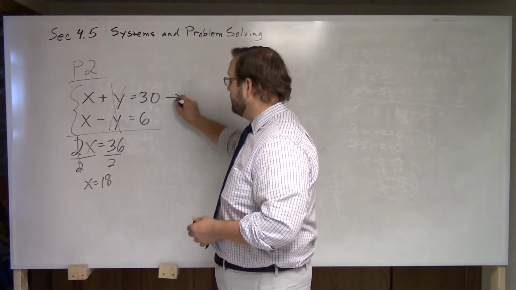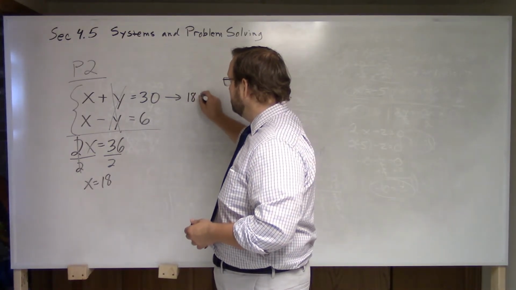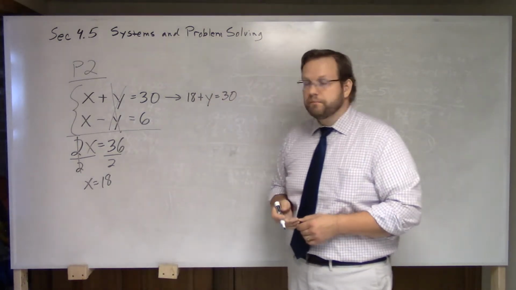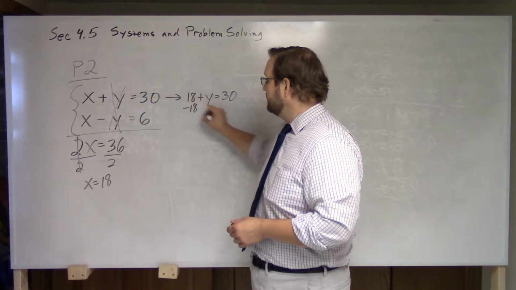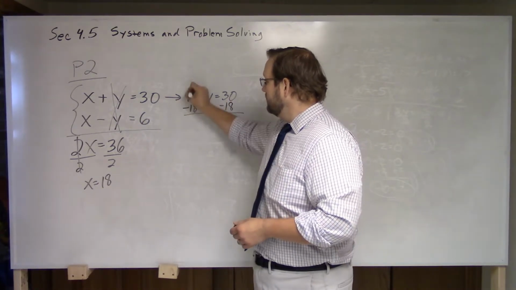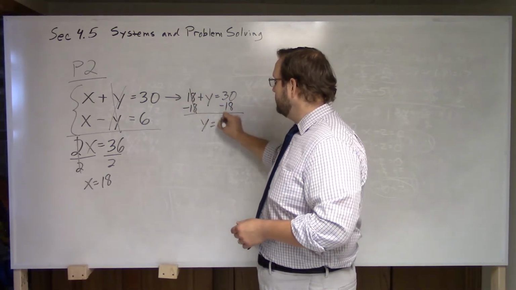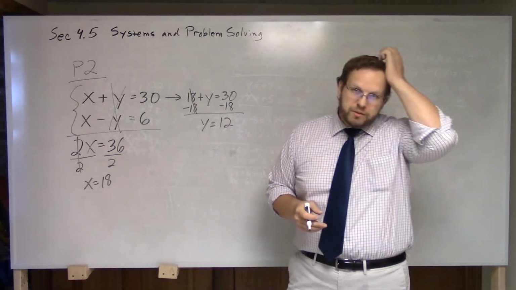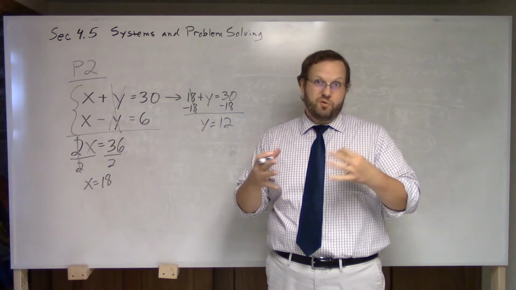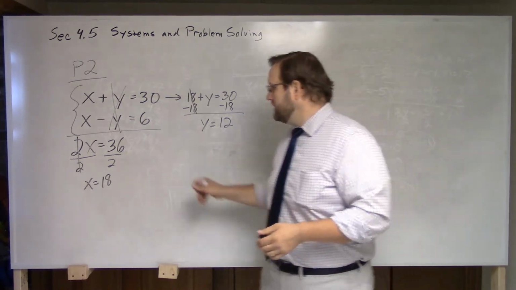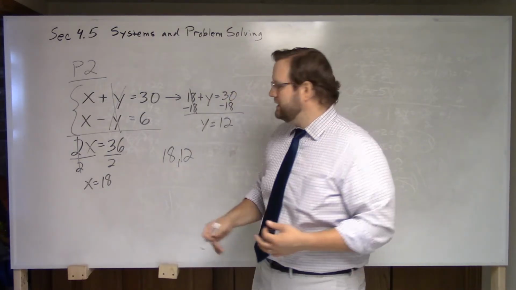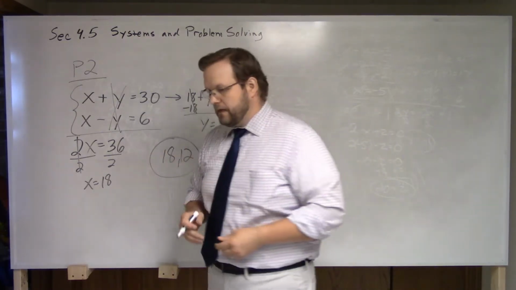To get that other number, the y value, I have to plug that in. If x is 18, then I'm left with this. Subtract 18. y equals 12. Now, usually we would write this as an ordered pair, but since they're just two numbers, we're not looking at an ordered pair necessarily. You can just say that the two numbers are 18 and 12, or 12 and 18. It really doesn't matter. And there we go.